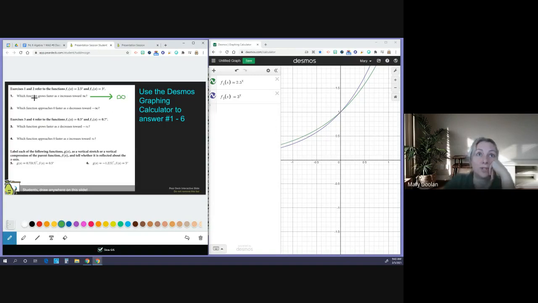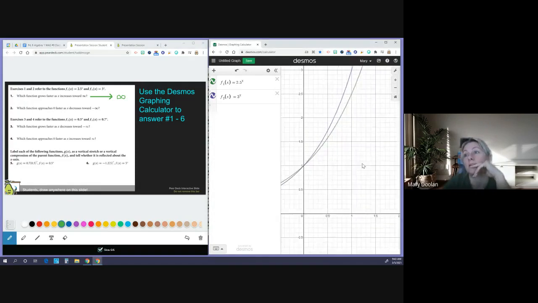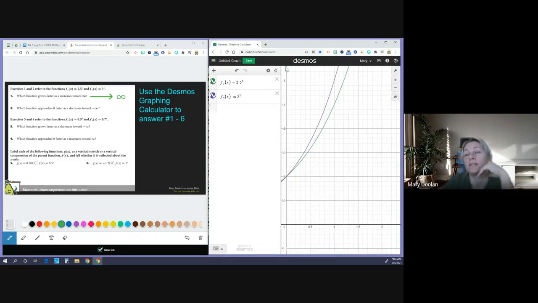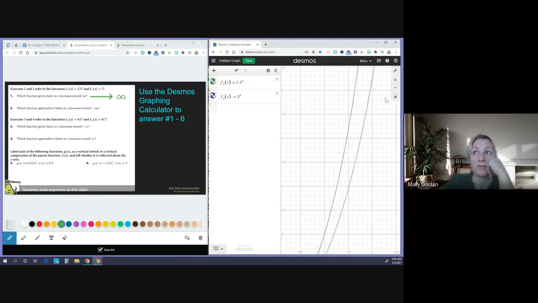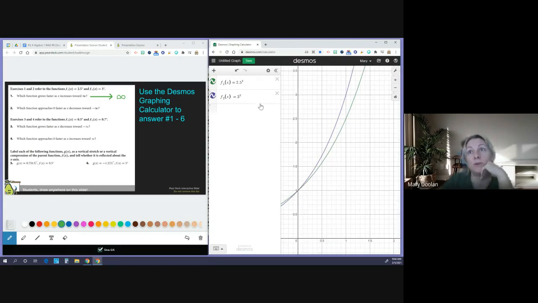Which function is growing faster? What you want to do is look on the side of the y-axis where x is moving towards infinity, towards the right. Which one is always above the other one? The purple one, right? The green one is never above the purple one. Doesn't matter how far out I go. The purple one is always moving faster than the green one. And so the purple one on my graph is f sub 2 of x. And so that's what I'm going to write here, f sub 2 of x.